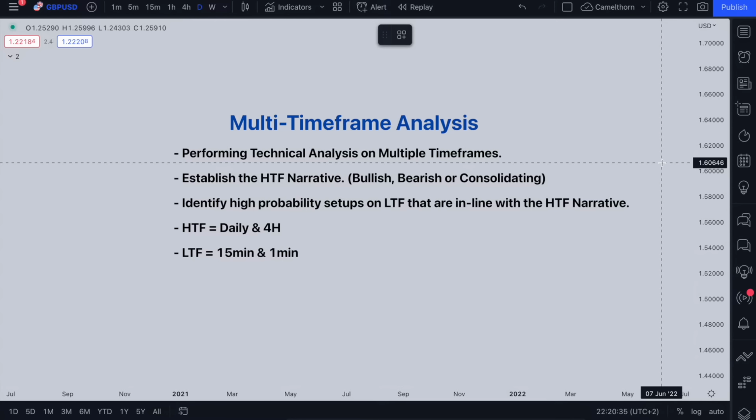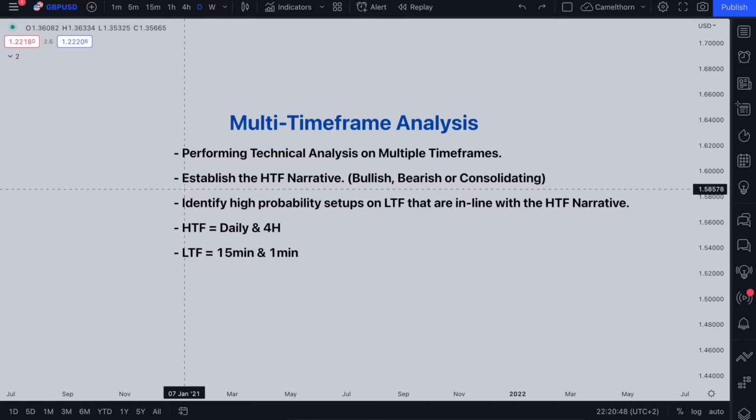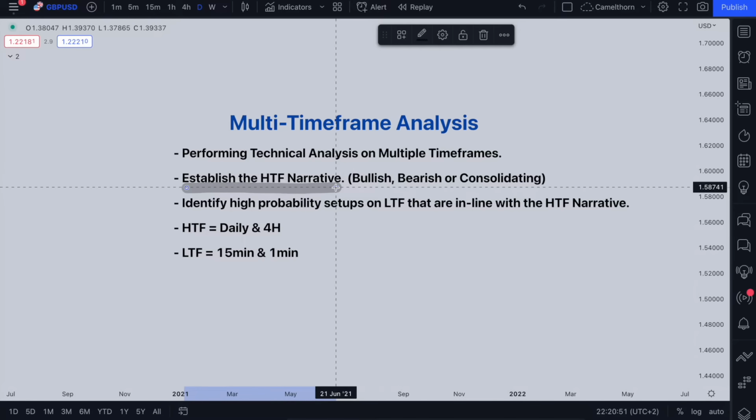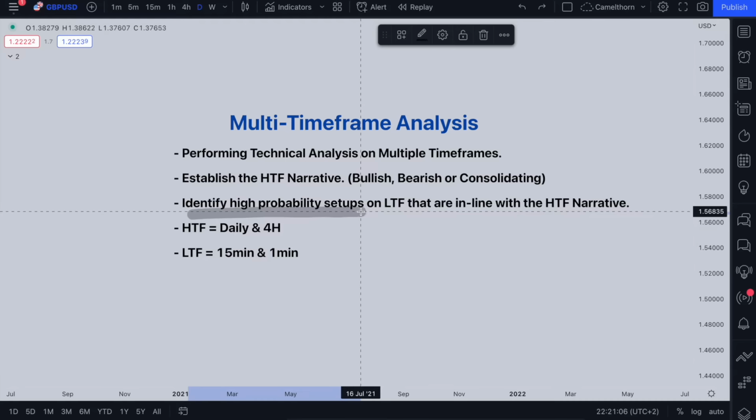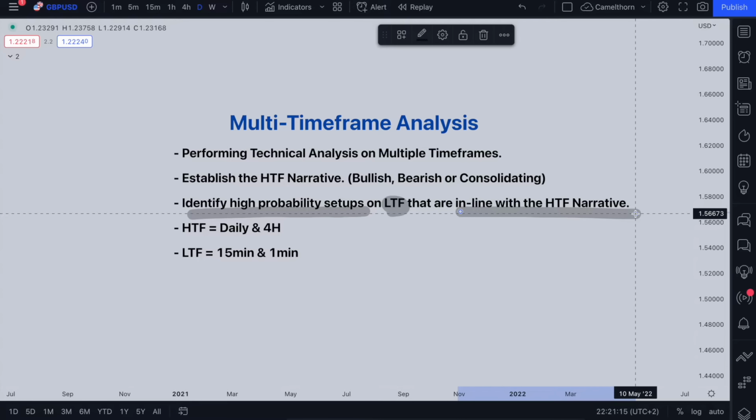Right now, multi-time frame analysis literally refers to the act of performing technical analysis on multiple time frames. The reason we do this is because we want to first of all establish what our higher time frame narrative is. So we want to establish whether we are bullish, whether we are bearish, or whether we're in a phase of consolidation. And then after we have established that higher time frame narrative, we want to identify high probability zones, high probability setups on our lower time frames that will allow us to get involved in trades that are in line with that higher time frame narrative. Okay, that's essentially what multi-time frame analysis is.